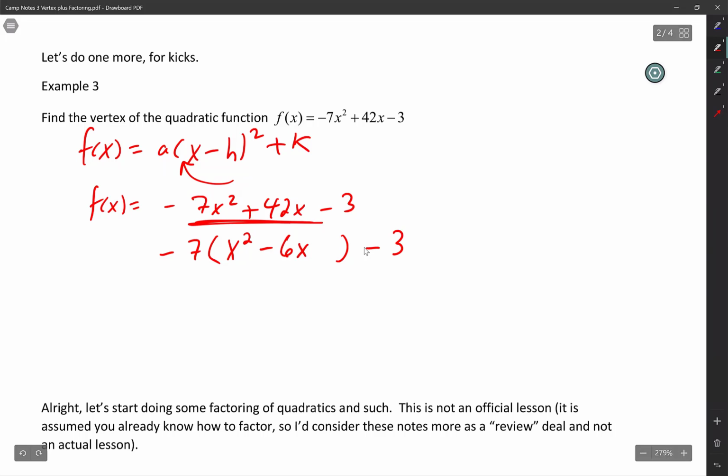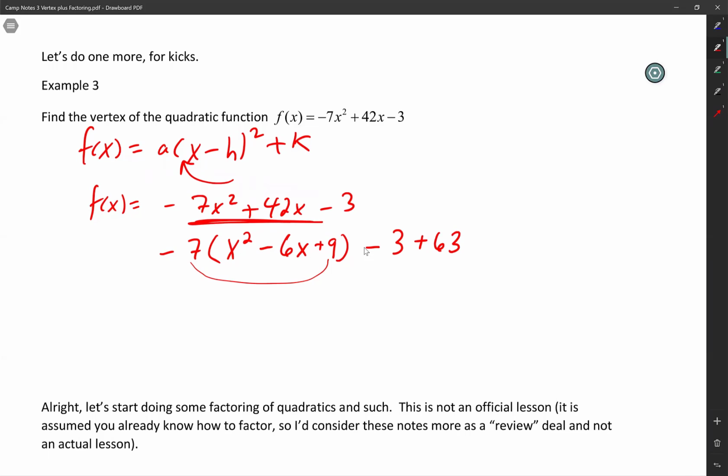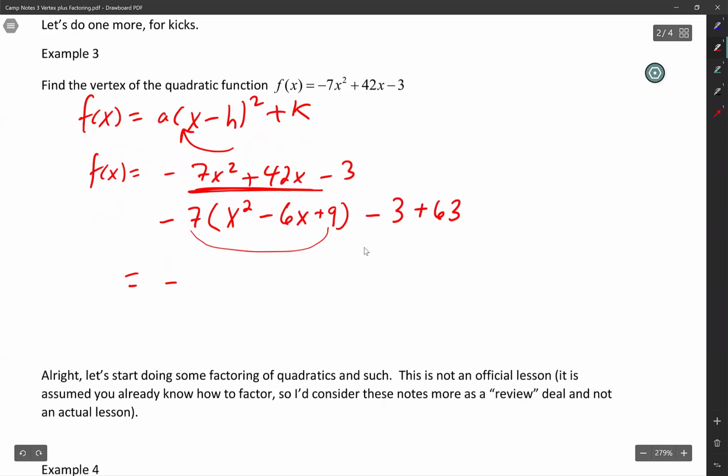I'm getting ready to balance out. So I'm going to write, let's see, 6 divided by 2 is 3. 3 squared is 9. So I put a 9 right here. You just made this heavier by negative 63. So I'm going to have to add 63. Because 7 times 9 is 63, correct? So now I'm ready, guys. So now, negative 7, open parenthesis, x minus 3, close that up, put a square. And then the difference between 63 and 3 is 60. The 63 is obviously way larger than 3, so it's going to be plus 60. And there it is.